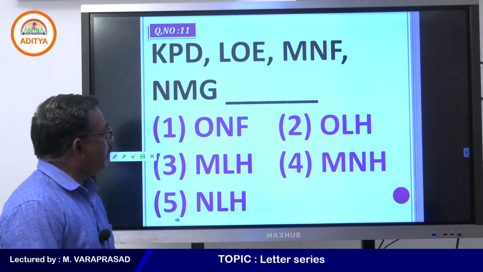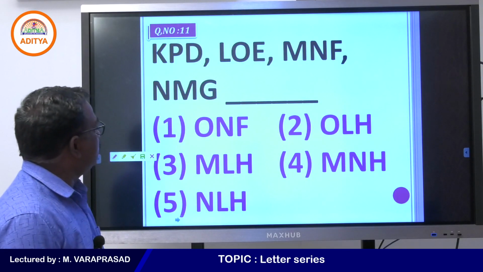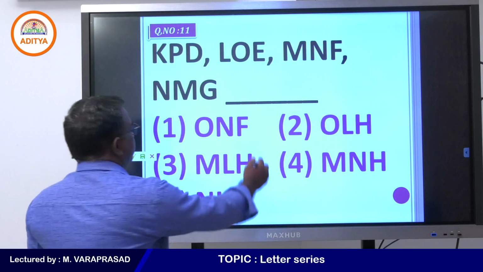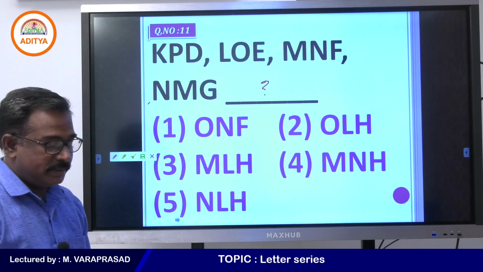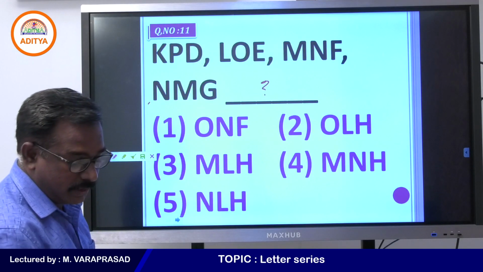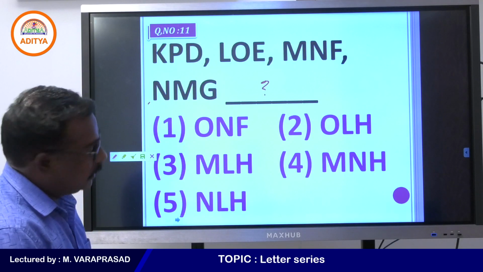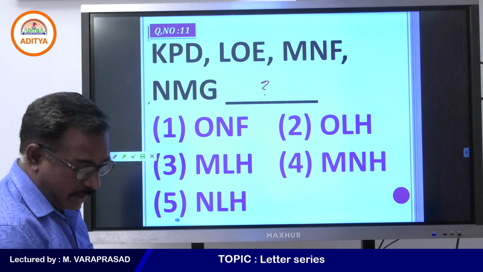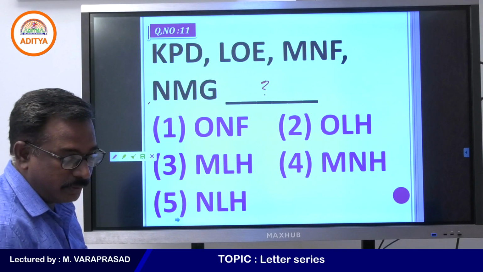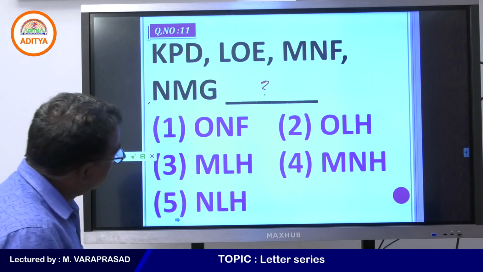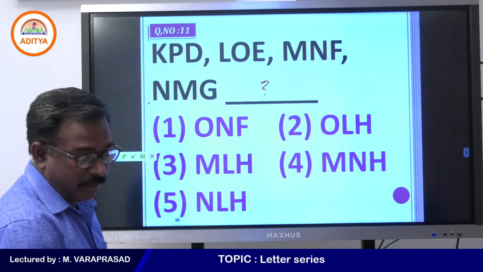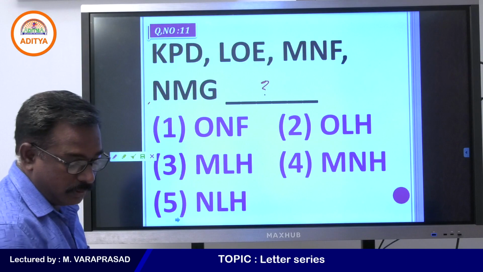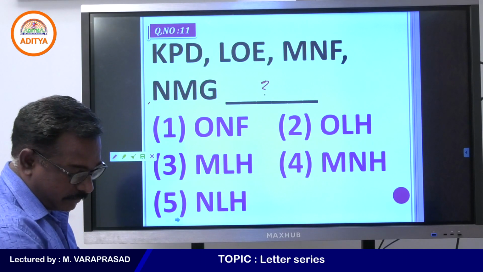KPD, LOE, MNF, MN, NMG and what will you get in the place of the question mark? So what is the answer here, you see? KPD, LOE, MNF, and what answer will you get here?